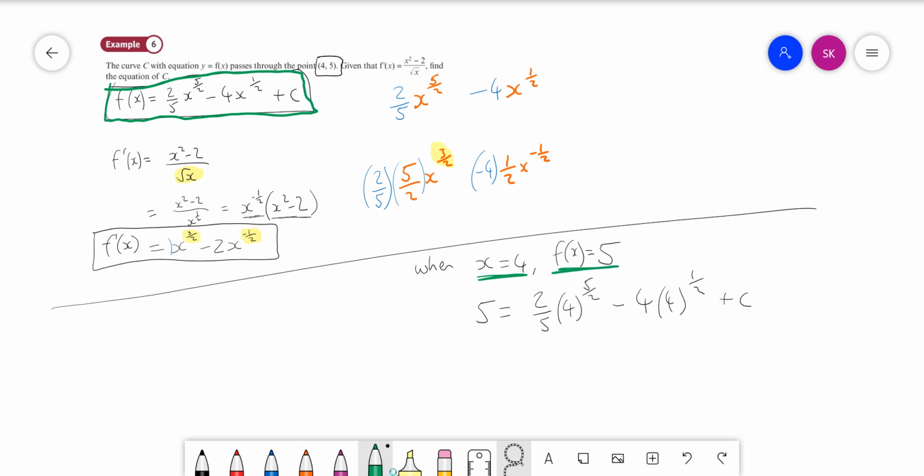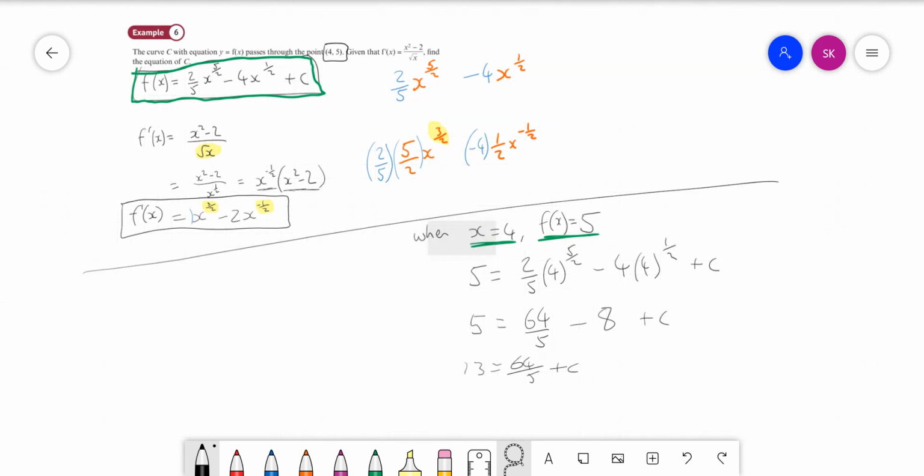I'm now going to solve to find c. So 5 equals, well, that is 32 times 2, 64 over 5. Obviously you can do this in your calculator. 4 times 2 is 8 plus c. And then add 8 to both sides and take away 64 over 5 from both sides. Just doing my calculator now, and I get c equal to 1/5.